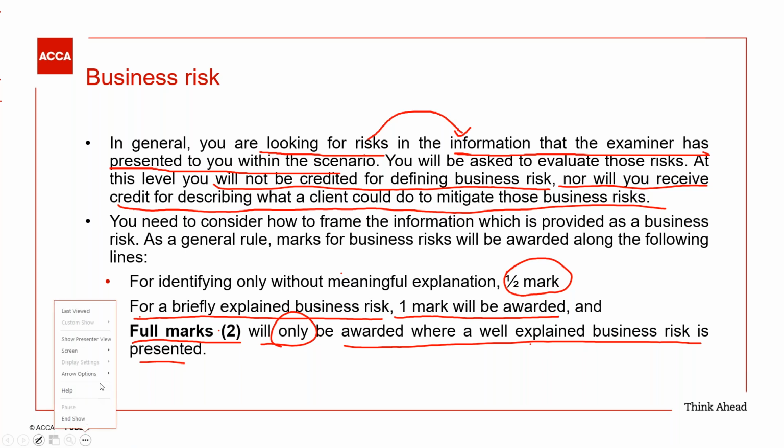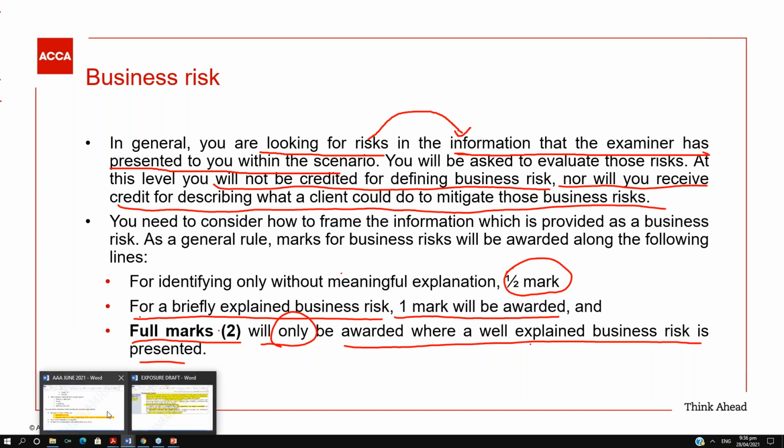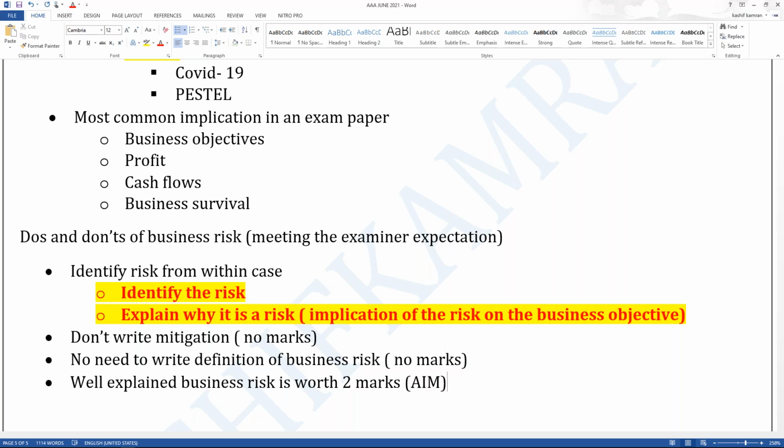Now, what are we aiming at? Definitely, we are aiming at a well explained business risk. Let's see what's the definition of a well explained business risk. The examiner is saying a well explained business risk is worth 2 marks. Is that what we are aiming at as a student? Now, what's the definition of a well explained business risk?